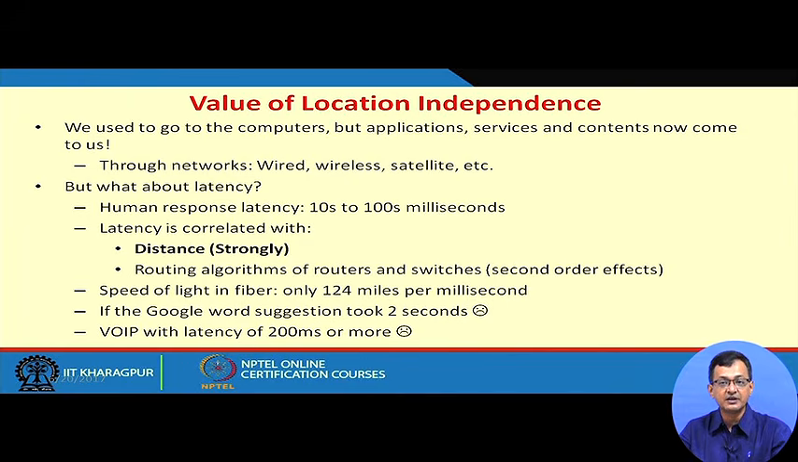So, latency is also a big thing. Human response is 10 to 100 milliseconds. Latency is strongly correlated with distance. The more the distance, the more the network latency, and other types of latency will be more at the hops, and there are more failure rates, etc. It also depends on what sort of routing algorithms are coming into play. Anyway, we know the speed of light in fiber is some 124 miles per millisecond.